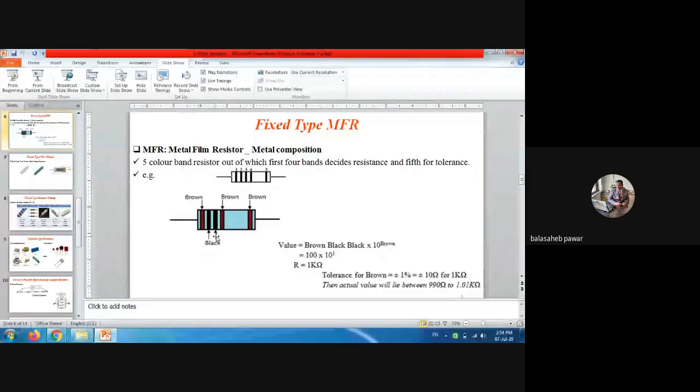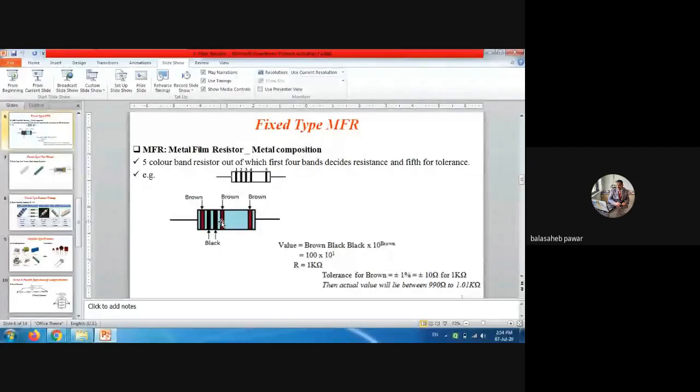Only the difference is instead of फिफ्थ बँड कशासाठी असतो? Yes, yes. तो फिफ्थ बँड कशासाठी असतो? Tolerance, last one. नाही नाही, आता पहिले 3 आहे ना, त्याची व्हॅल्यू साठी झाले. फोर्थ वन टॉलरन्स आणि फिफ्थ No.